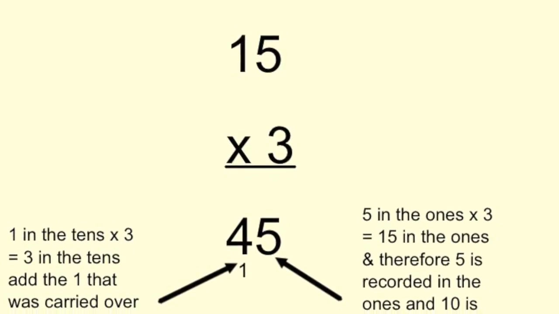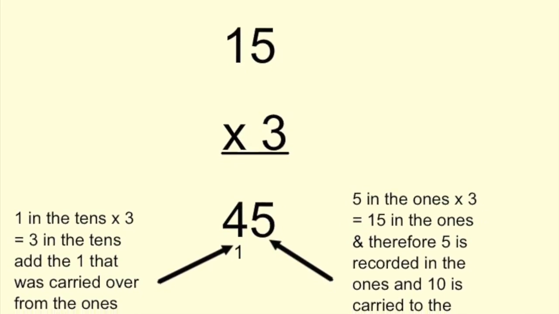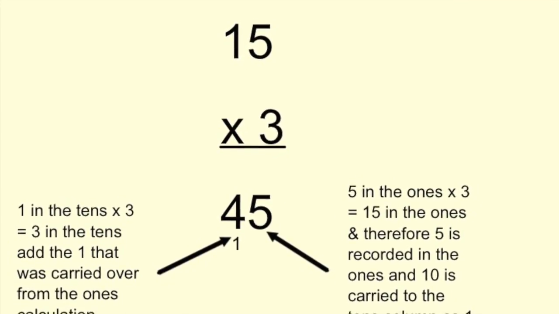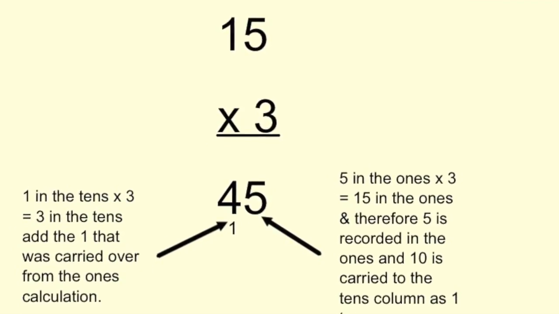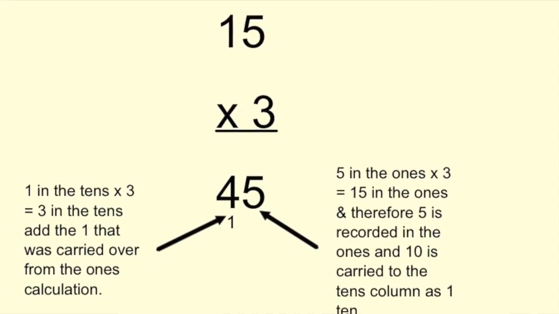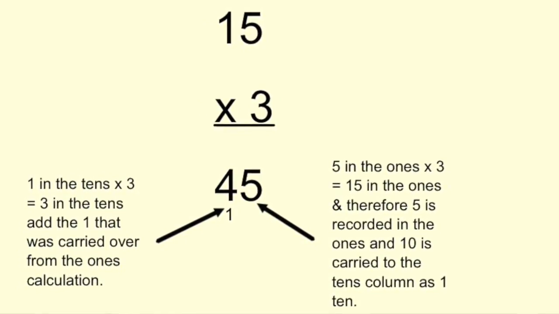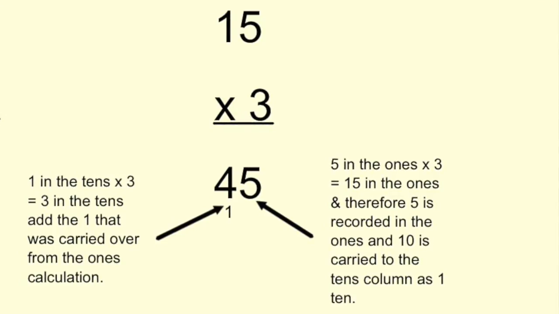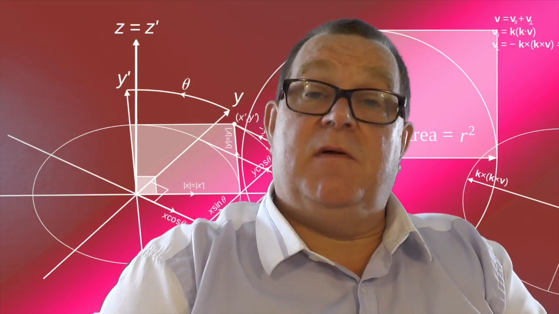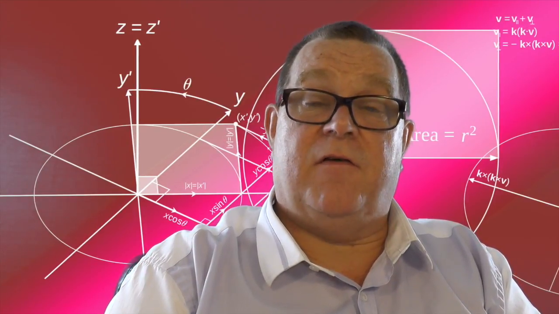the next calculation. And we have 1 in the tens column times 3, which is 3, add the 1 that we've carried from the previous calculation, now gives us 4 in the tens column. So our ultimate calculation, 15 times 3, comes out at 45. These various methods will take children a number of years to assimilate and to expand through.